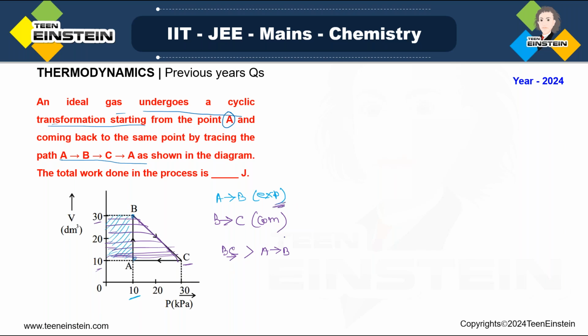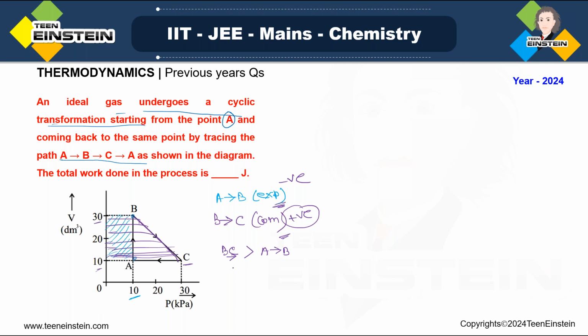And here it is expansion, here it is compression. Now we know when it is expansion work, the system is working. It is not that on the system work is done. The system itself is doing the work. So it is negative. And when it is compression, on the system the work is done and it is positive. But BC area, it is greater than AB. So ultimately, positive work will be higher than the negative work because the area under BC is high.